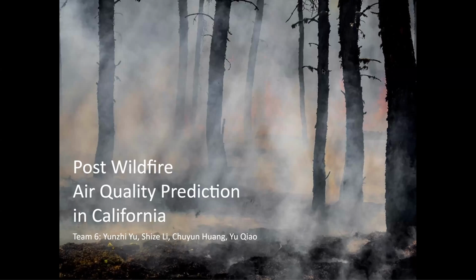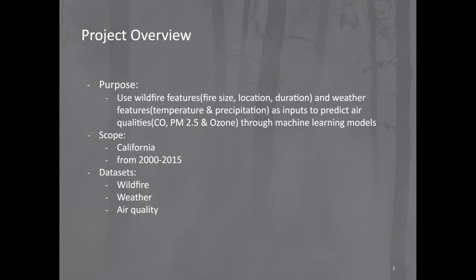Hi everyone, we are Team 6 and our project topic is about post-wildfire air quality prediction in California. Our project purpose is to use wildfire features and the weather features as inputs to predict air quality in California through some machine learning models.